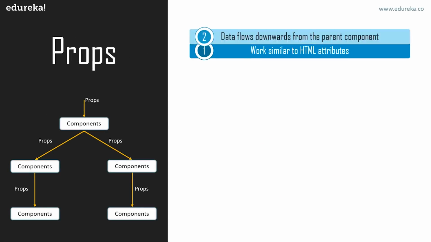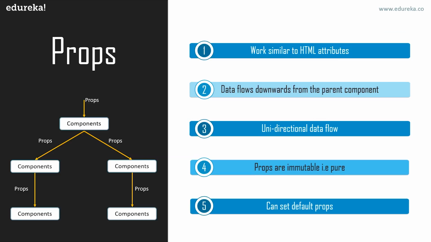If I talk about props, they work similar to HTML attributes. Data flows downwards from the parent component. As we are talking about a UI tree, a parent-child relationship, in terms of props it's a unidirectional flow of data. Props are immutable. That is, they are pure. Here we are talking about pure functions or pure components. So props are immutable, as compared to state, which is mutable, which we'll talk about later. But props, please remember, are immutable. So they are pure in nature.